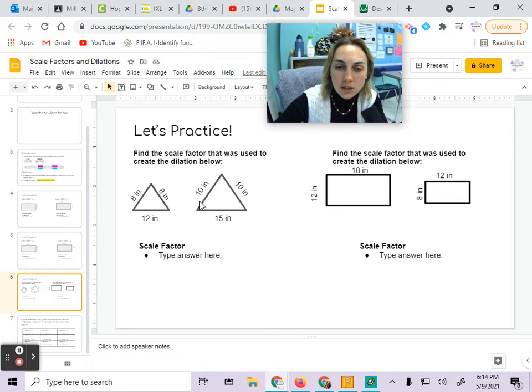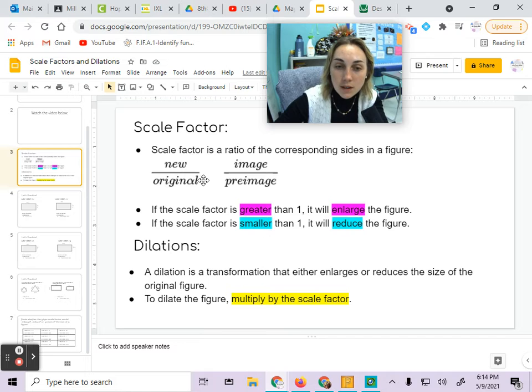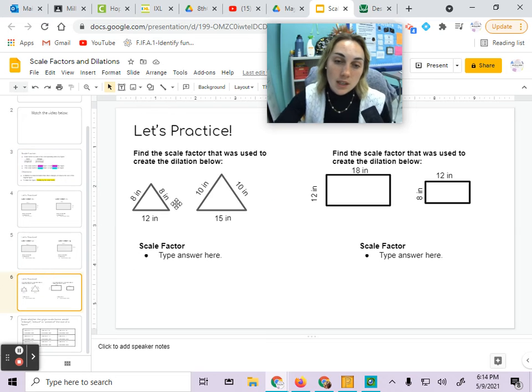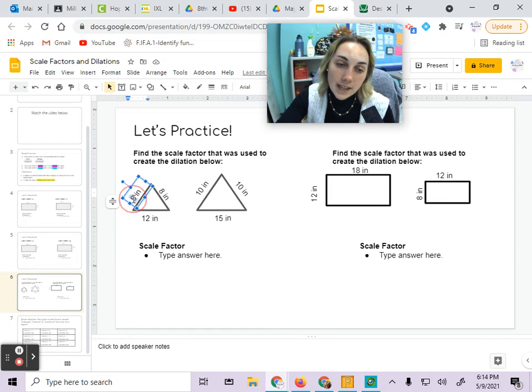You're going to divide. You're going to divide this 10 by 8, because remember, to find the scale factor, you have to do the new side over the original side. So we're going to do the new image side, and we're going to divide it by the original image side. So it's going to be 10 divided by 8.